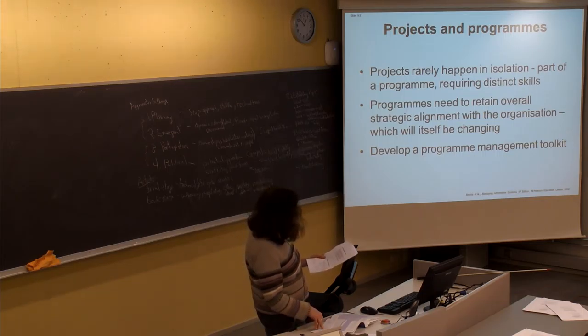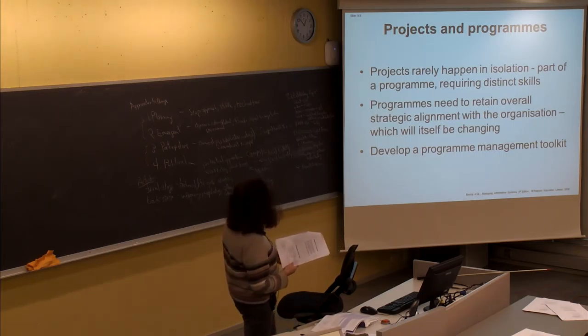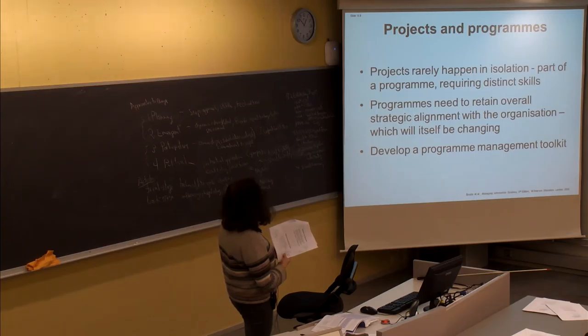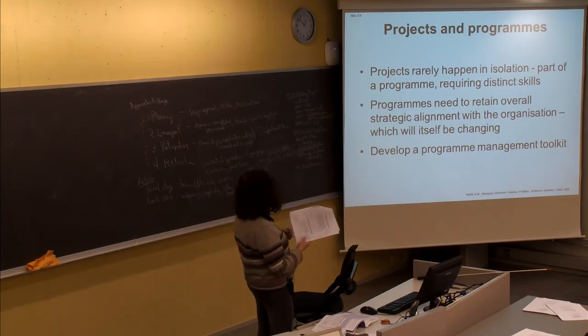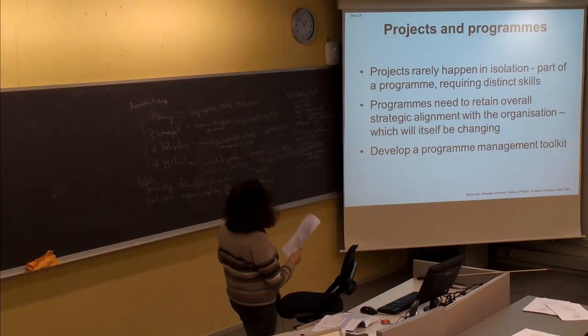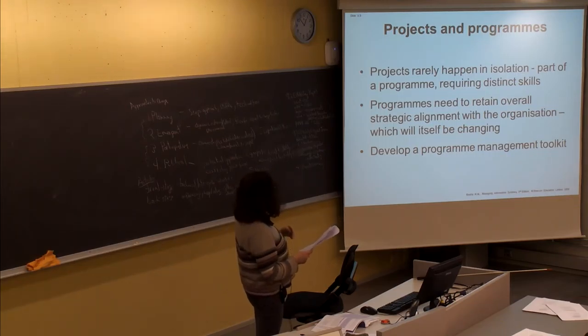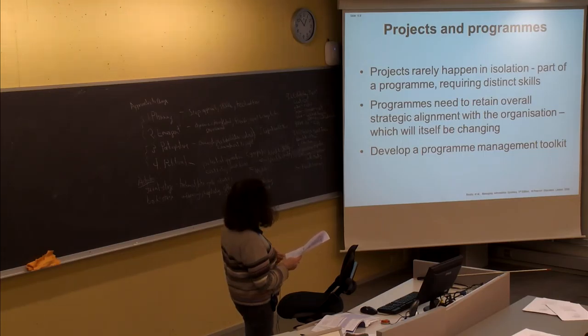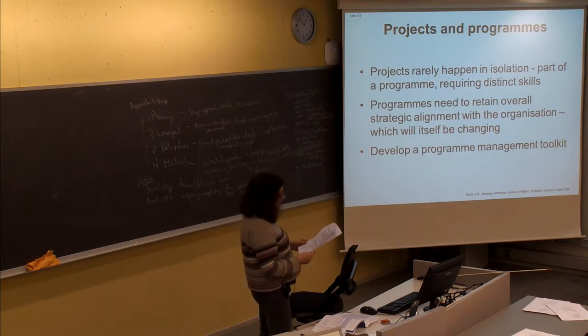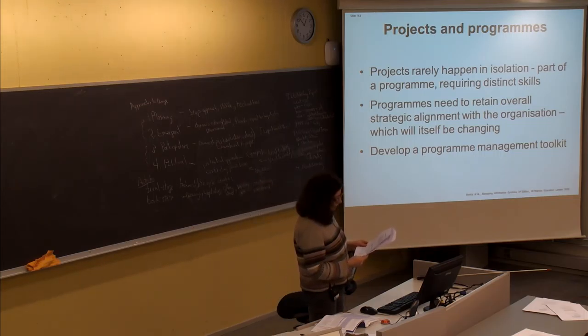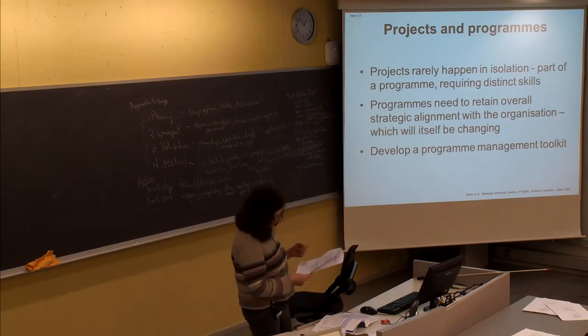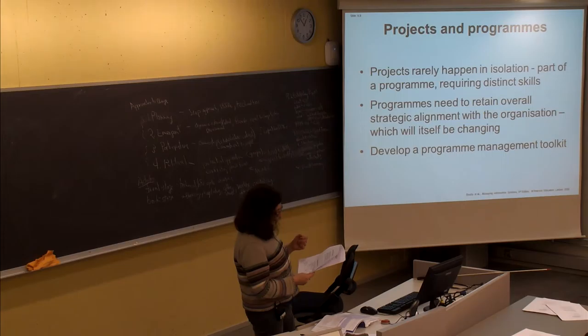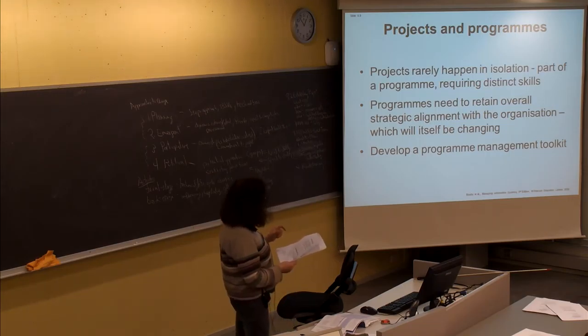So for the differences between projects and programs, projects really happen in isolation, whereas programs need to have specific alignment with the organization as things change. We might have a bunch of projects that take place one after the other that lead towards the overall goals of the program. And we develop a program management toolkit. The example from table 19 is that a team may have less detail, or more, with a longer, long-term reason.